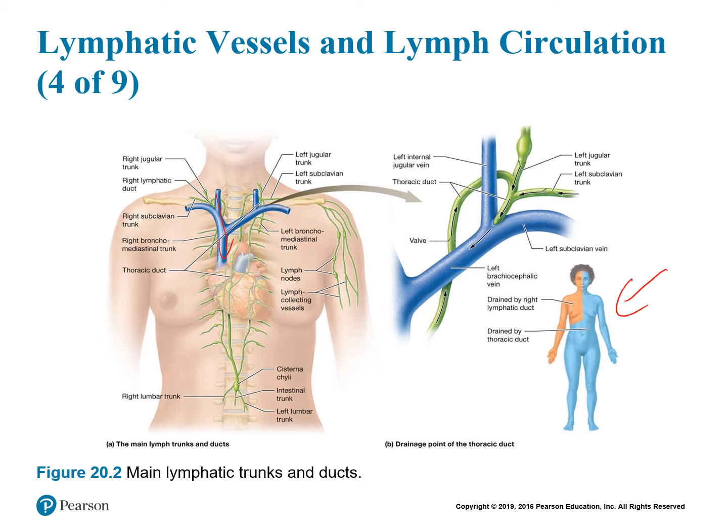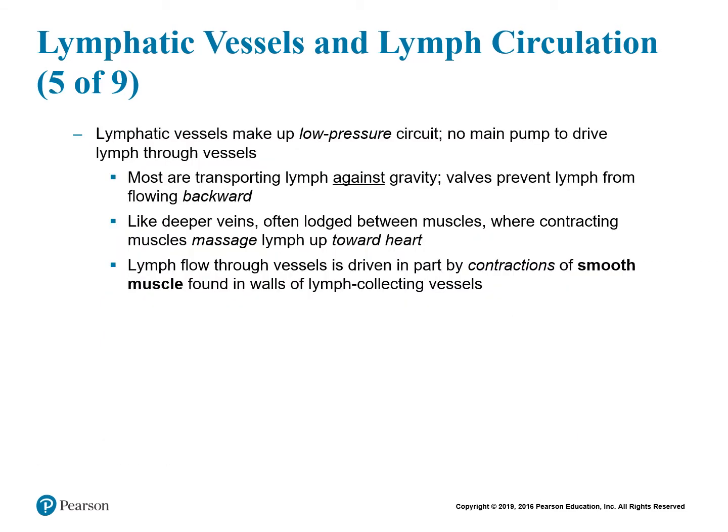Again, just to make sure it's not symmetrical. There's no even distribution of the elements that are taken out of the blood. It's all kind of going to go to a different place. Again, they're typically low pressure. There's no pumps in the lymphatic system. Most of this stuff is going against gravity. There is some muscle contraction found in some of these areas, but again, there's no specialized pump for these.